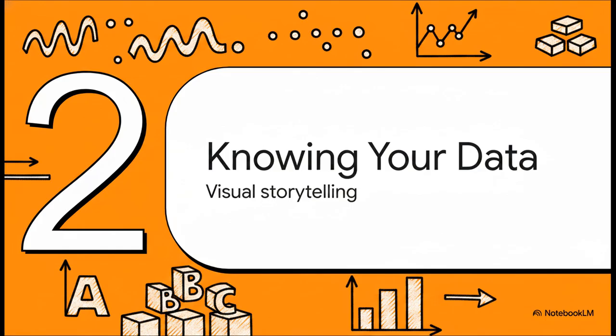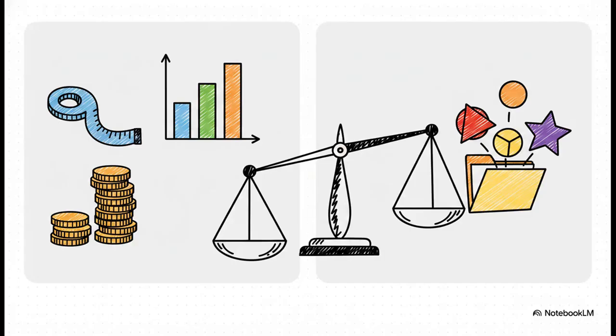Moving right along to section 2, knowing your data, which is really the alphabet of visual storytelling. Before you can even think about building a chart, you absolutely have to know what kind of raw materials you're working with. So, if we strip away all the noise, we can clearly contrast measurable quantitative data against non-numeric qualitative data. Ask yourself, are you dealing with hard numbers, like tracking exact monthly revenue? Or are you looking at qualitative categories, like sorting customer feedback into positive and negative buckets? Recognizing this difference dictates literally everything you do next.